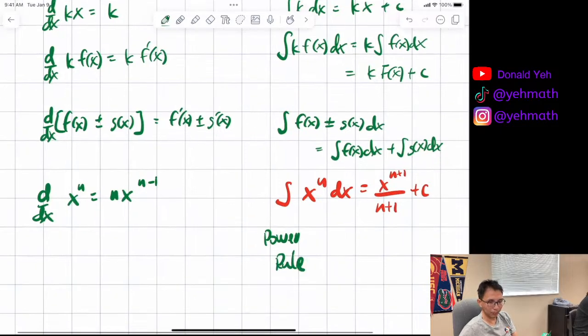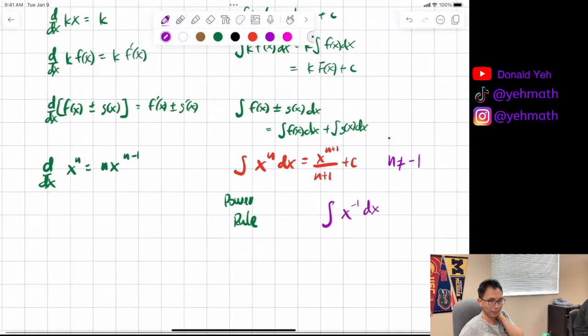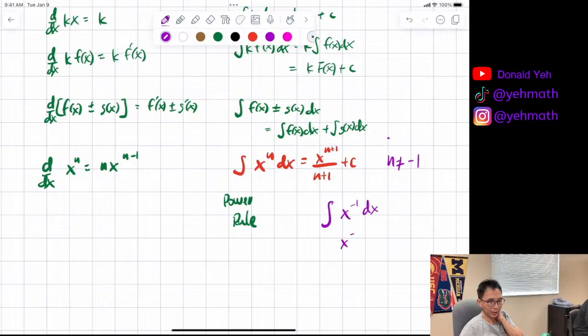It's called the power rule. Now, there is an exception to this power rule that I forgot to mention in the other class: n cannot equal -1. The reason you cannot do that is, imagine the integration of x to the -1 dx. What will happen? Well, it's x to the -1 plus 1 over -1 plus 1. It's 1 over 0, and that's going to be x to the 0 over 0 plus c. And that's bad. So there is an exception to the rule. You cannot take the integration of x to the -1, or 1 over x for that matter.